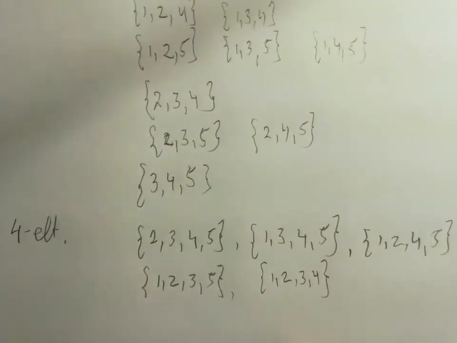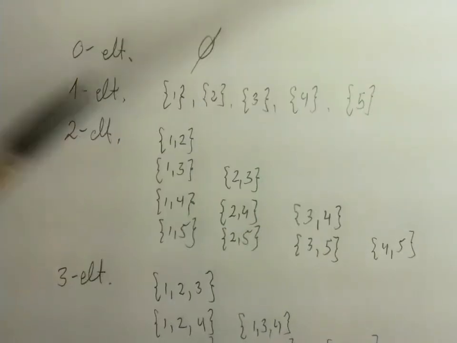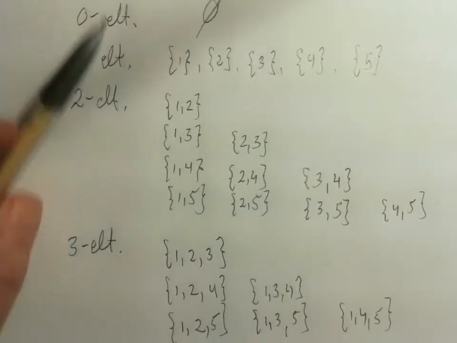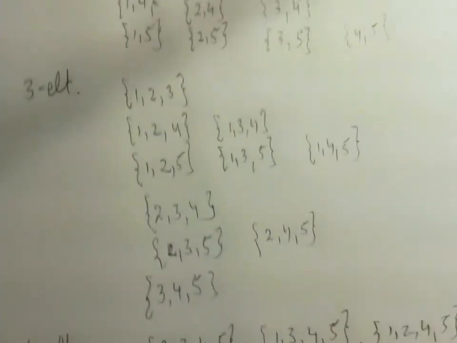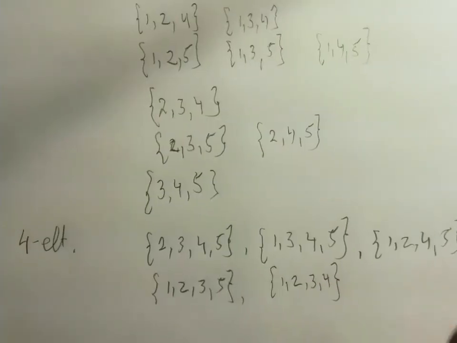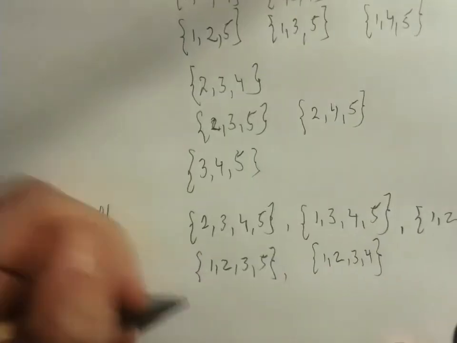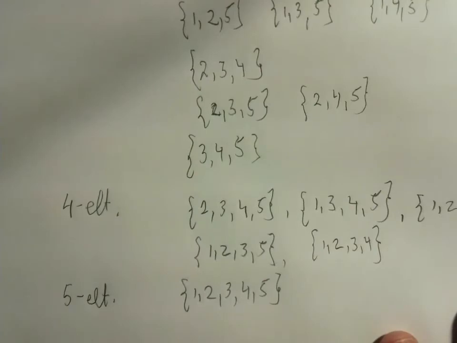So notice right away that the number of 4-element subsets is going to be the same as the number of 1-element subsets, and with good reason. Because in a 5-element set, for a 1-element subset, we have to choose 1 out of the 5, but so do we for the 4-element subset. We just pick 1 element to kick out from the set, right? So there is some sort of symmetry going on here. Finally, for the 5-element subsets, there is just 1, the set itself.